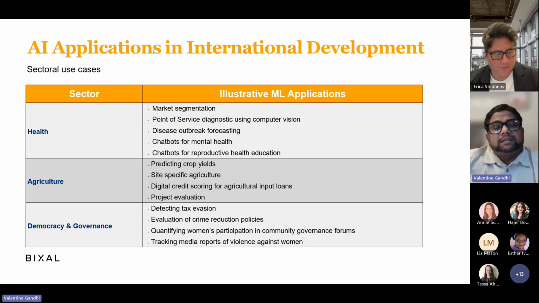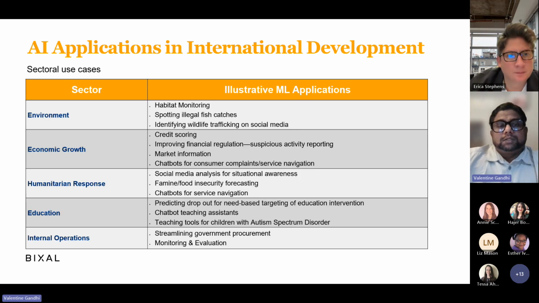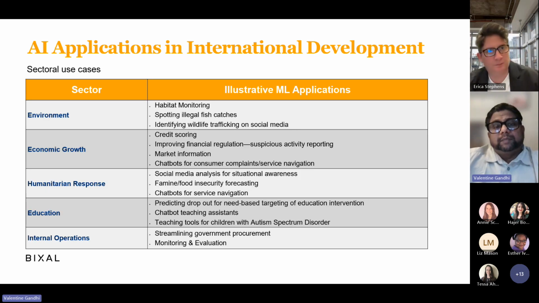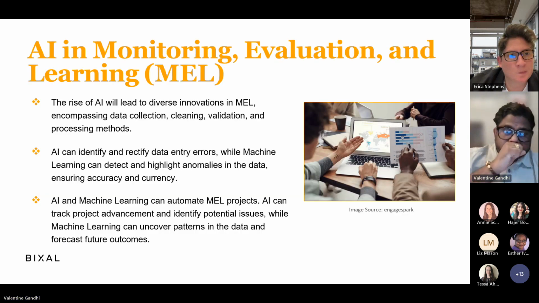So I've compiled, again, a list of areas. Please have a look at this slide when Christine shares it with you, on health and agriculture, and how AI is used for market segmentation, predicting crop yields, detecting tax evasion, and so on. So in many ways, these algorithms are able to do a multitude of tasks that we normally do manually or in limited scope with simple statistics, with much more advanced computing power because of AI.